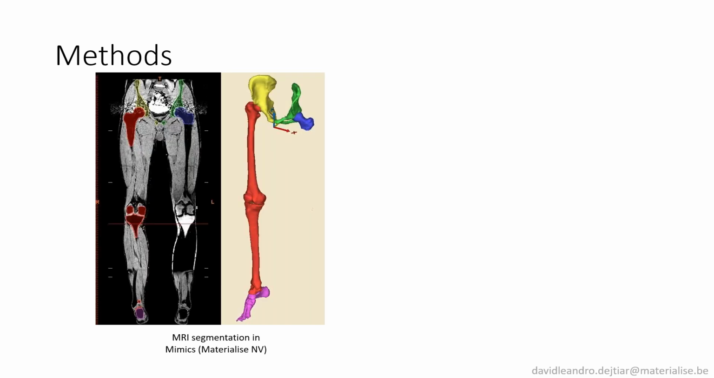If you go step by step over the methods, we first had to segment the magnetic resonance images manually. We segmented pelvis, femur, patella, tibia, and talus, and then the foot was also segmented as only one full segment, including all the bones of the foot. The contralateral femoral head was also segmented in order to specify the pelvis width. With the masks done, we could reconstruct these 3D geometries of the patient's bone. Until here, this process was entirely done in the Mimics software from Materialise.